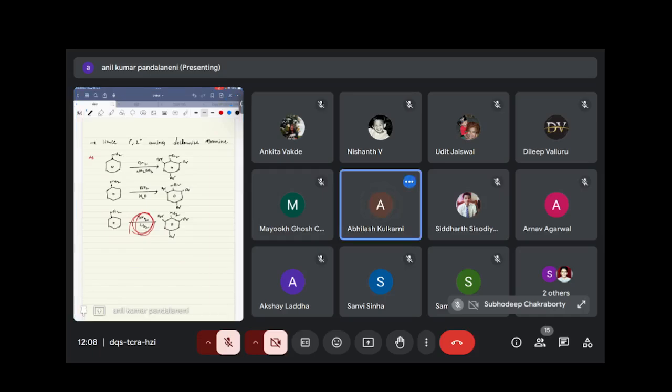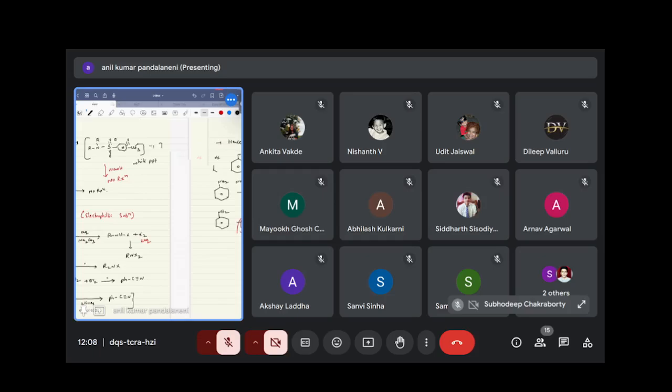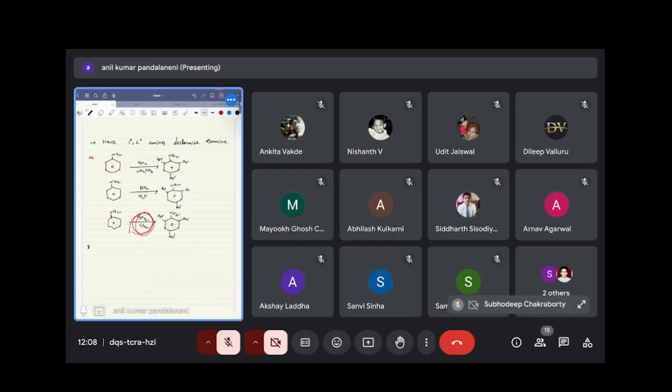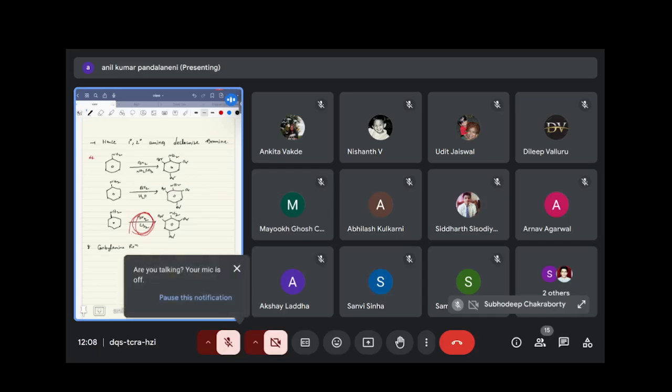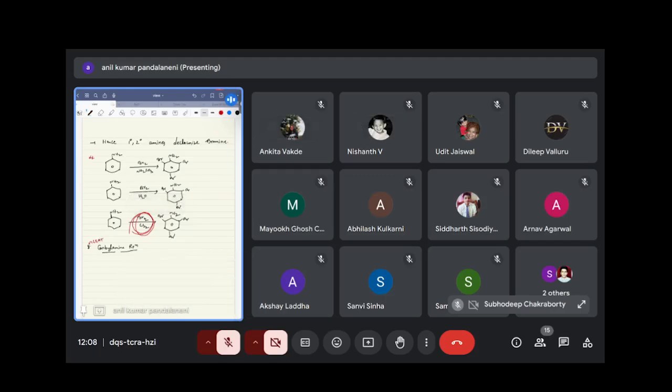Done, sir. Now come to the next reaction, that is the carbylamine reaction. As a reaction, it is given in NCERT also. It is the test for primary amines.